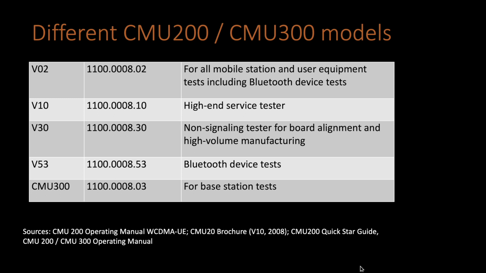These are the versions that I'm aware of. These are the numbers that Rohde and Schwarz assigned to them. And then I added some text, and that is text that literally comes from a Rohde and Schwarz document. So version 2 is a device for what they say all mobile station and user equipment tests, including Bluetooth. Version 10 is their so-called high-end service tester. Version 30 is their non-signaling tester for board alignment and high-volume manufacturing.